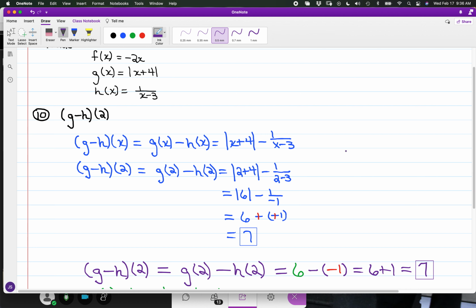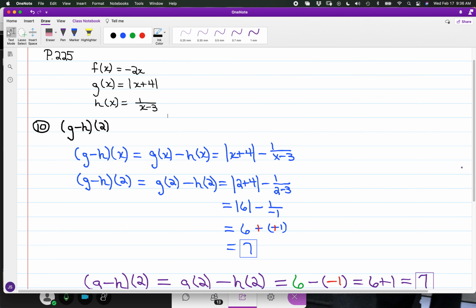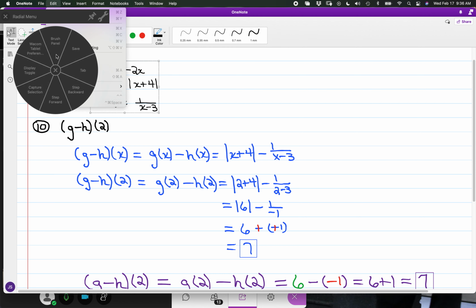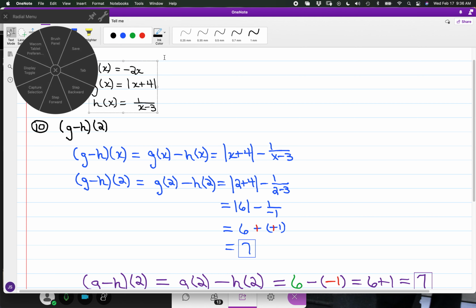All right, now for what we have in the case of number 12, and still working around this particular trio of functions. I'll go ahead and copy this. Let's see.